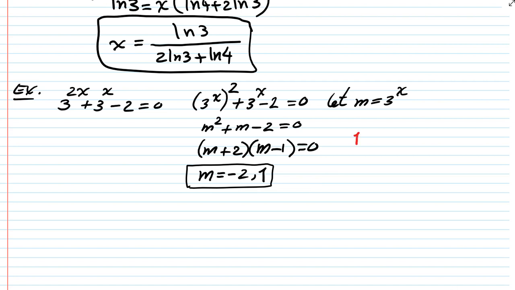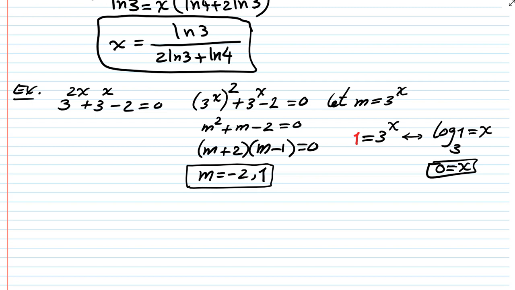So 1, that's what m is, equal to 3 to the x. And 3 to the x equal 1, rewrite it in logarithmic form. That's going to be log 1 base 3 equal x. Log 1 in any valid base is 0. So x is 0. You see that?